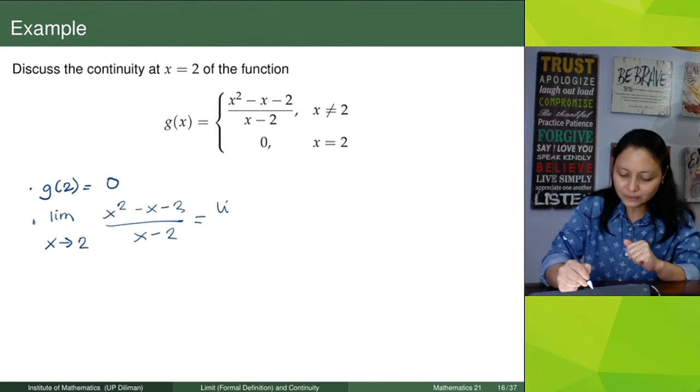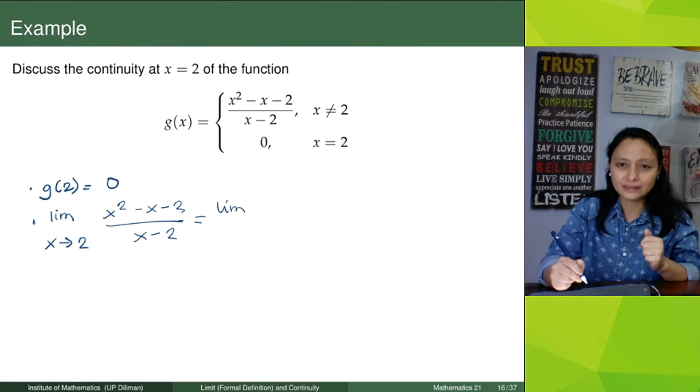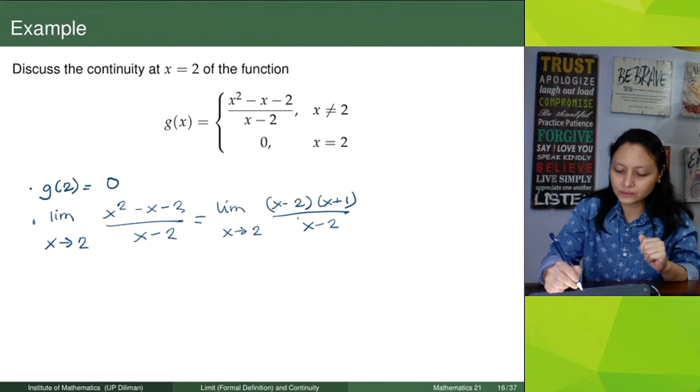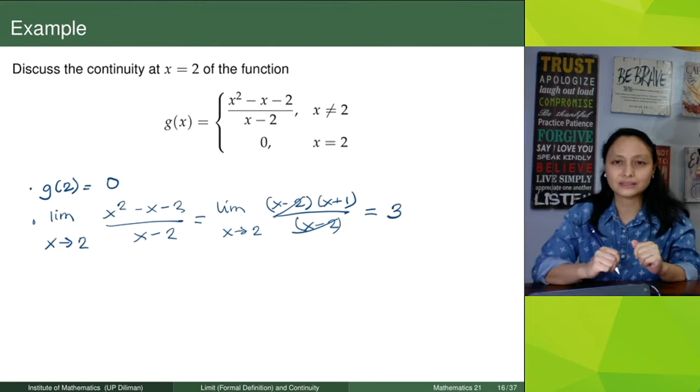Okay? Ito actually yung example natin kanina. Remember, yung numerator can be factored into x minus 2 times x plus 1 all over x minus 2. Okay, get the limit as x approaches 2. So you can cancel out x minus 2 and the limit is equal to 3.